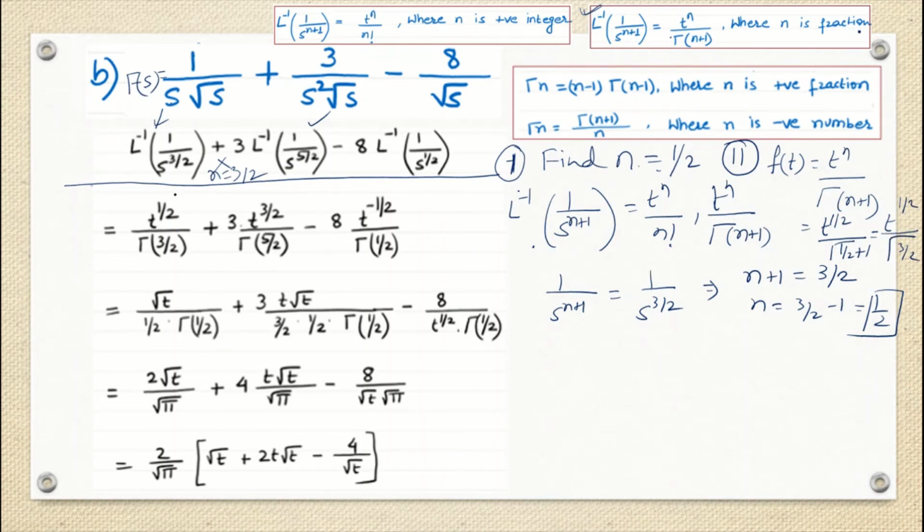So if you see here, the numerator part is done: t to the power half. Whatever n you get, that will be the power of t in your numerator. Now in my second step, we have to find the value of gamma. We have to solve it. Once we get the answer of gamma, we are done with the inverse Laplace transform of this first term. So I have to find gamma 3 by 2. Now we are doing the second step. What is gamma 3 by 2?